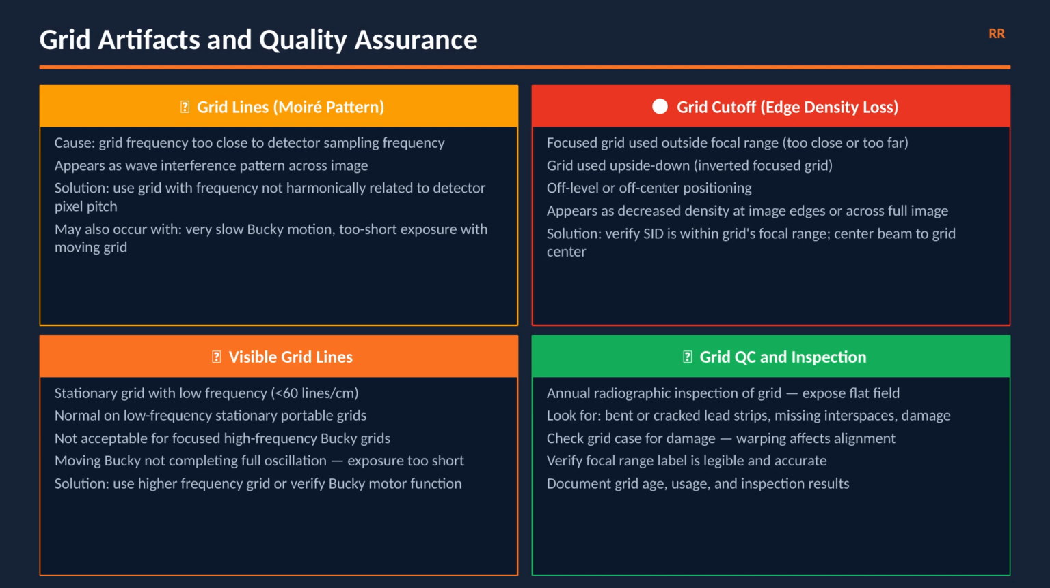Visible grid lines, parallel lines crossing the image. Cause: stationary grid with low frequency used without a moving mechanism. Expected and acceptable for portable work with low frequency stationary grids. Not acceptable with a Bucky mechanism. Fix: verify Bucky motor is functioning, or use a higher frequency grid for stationary applications.